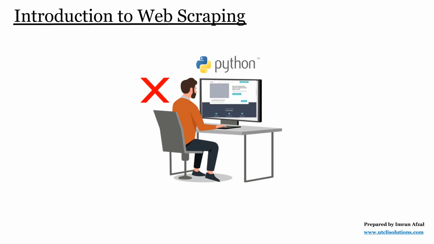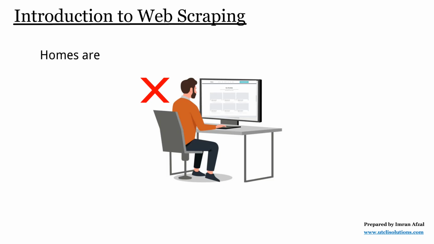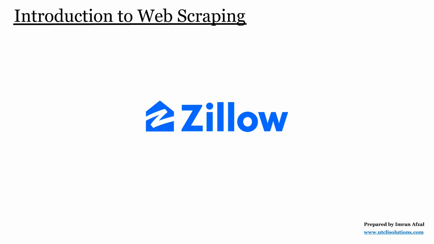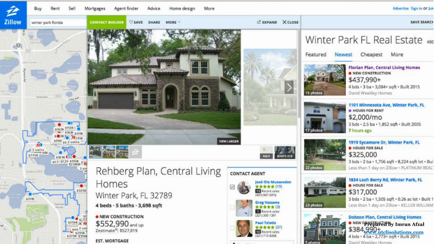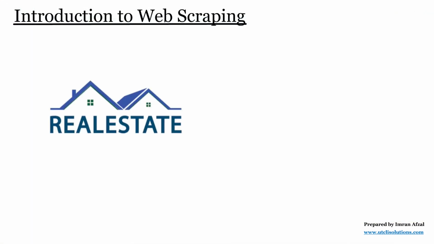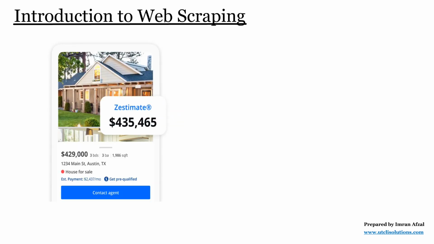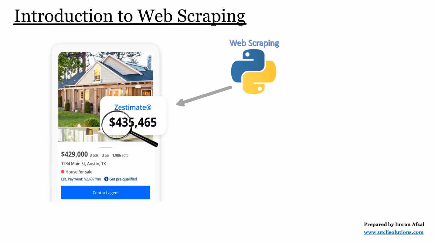Let's say we want to know how many homes are for sale in a certain US city and how much they cost. There's a popular real estate company in the US called Zillow, which shows property listings on its website. Now imagine you're working for a real estate research agency that needs daily updates about home prices in different states. You can open Zillow and note down the price, address, and size of each house by hand, but it's slow and tiring. Python can be used to visit the Zillow website, find all the property listings, and collect the prices, locations, and square footage of each one.